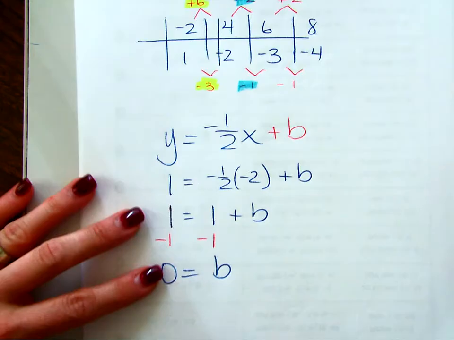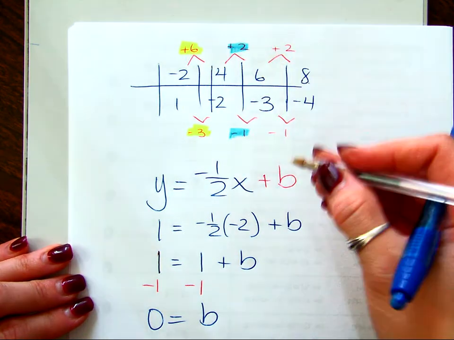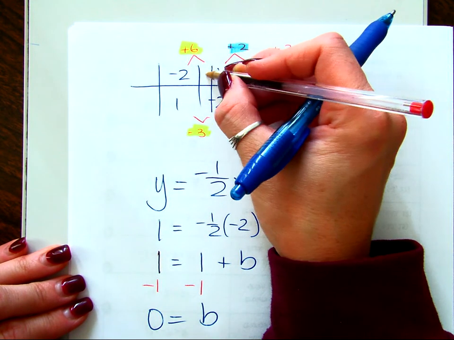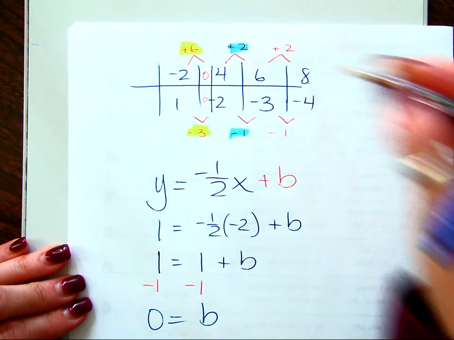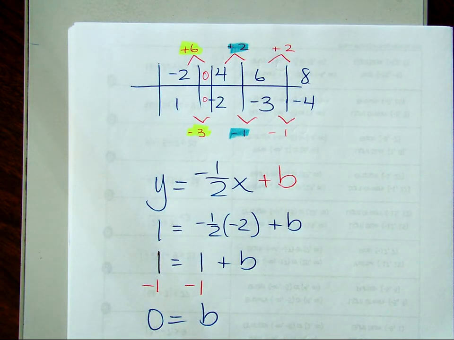Because if it goes up a half here to get here, then it's going to go up 1 here to get to that. Okay? All right. Does this help a little bit? Okay, good.